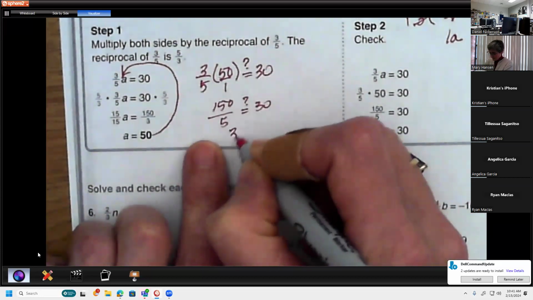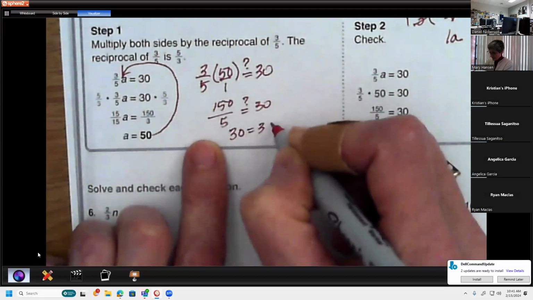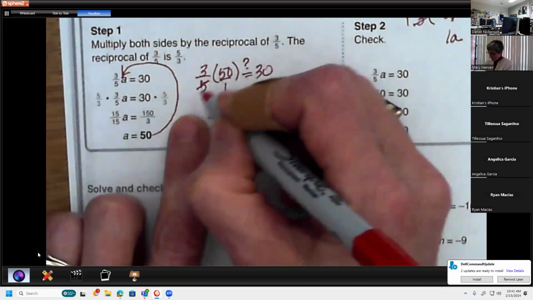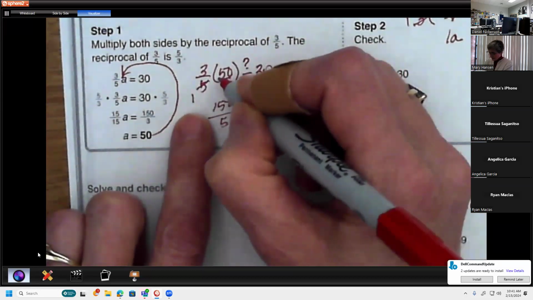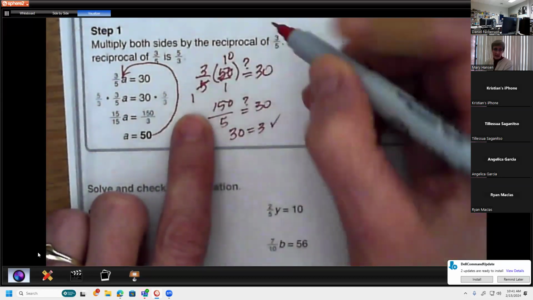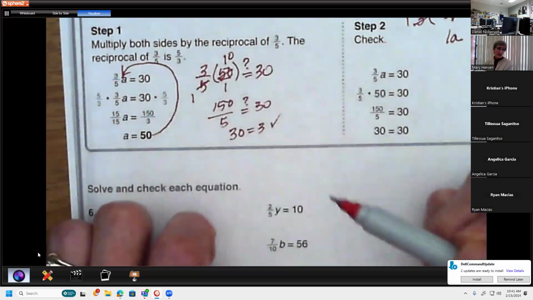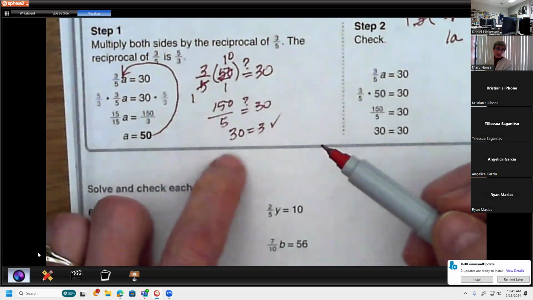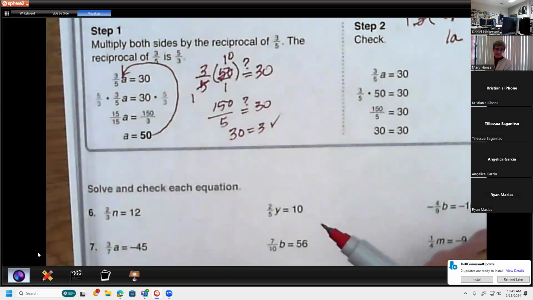And 150 divided by 5 is 30. So that checks out. Or you can say 5 divides into 5 and leaves 1, and 50 divided by 5 leaves 10, and 3 times 10 is 30. Or you can use your calculator to check it. Okay.